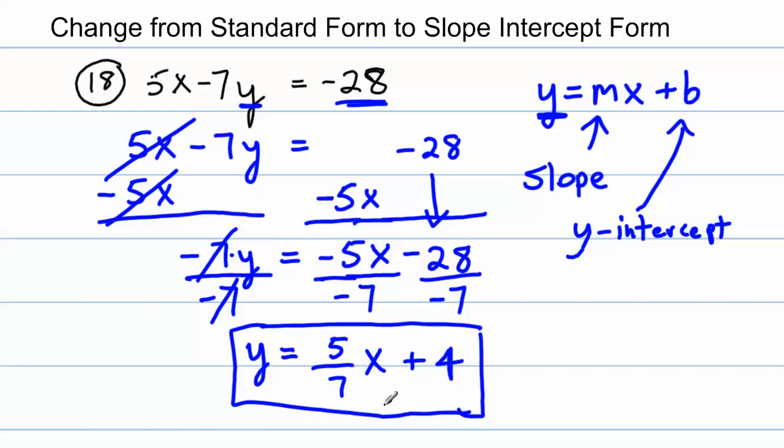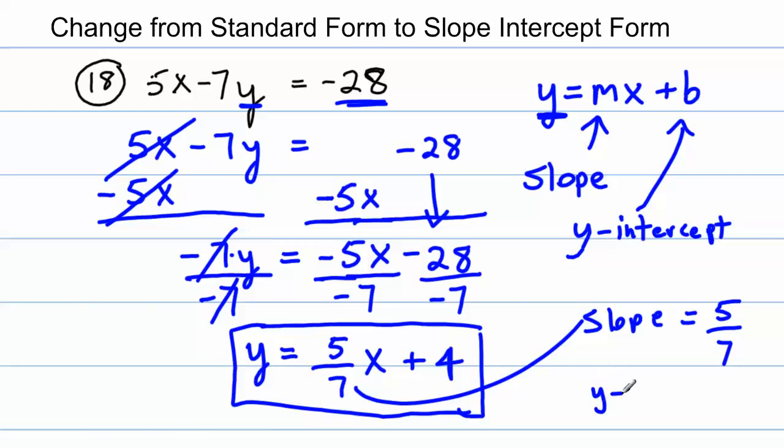And that is in slope-intercept form, where the slope is 5/7. So the rise is 5 and the run is 7. And the y-intercept is 4, or sometimes people will say it's the point (0, 4). All right, that's it for number 18.